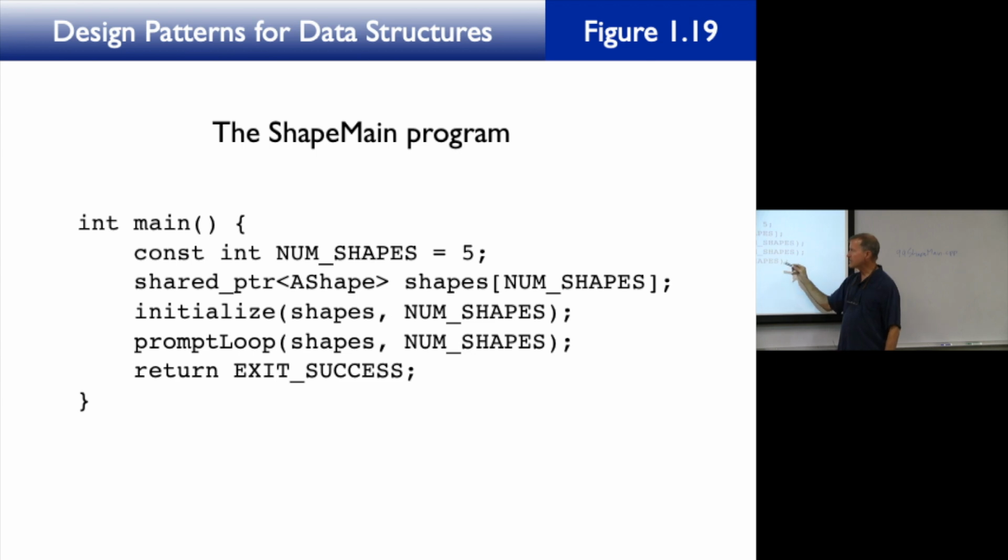And then the second line is Shape star shapes numShapes. Now what is this doing? Yes, it's allocating an array of abstract shapes. Is it in free memory? Well, it's not doing a new here, so it's not allocating it from the heap. Okay.